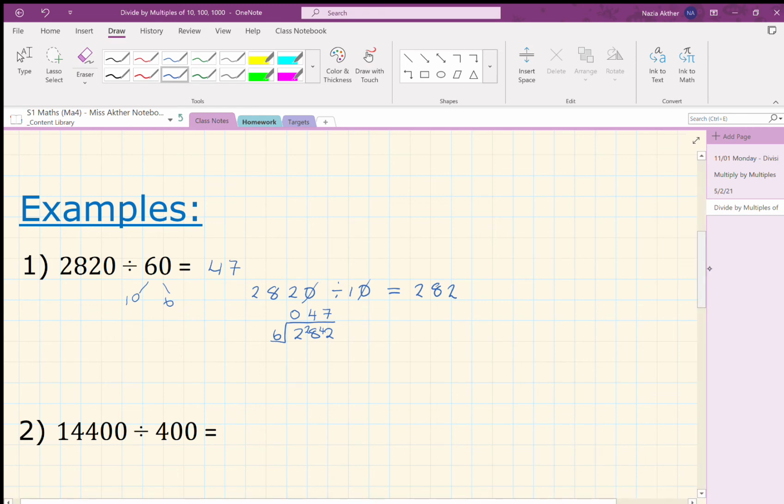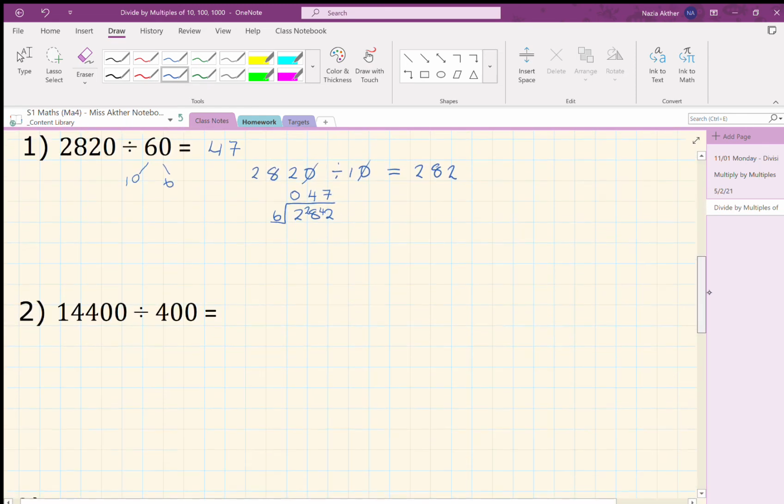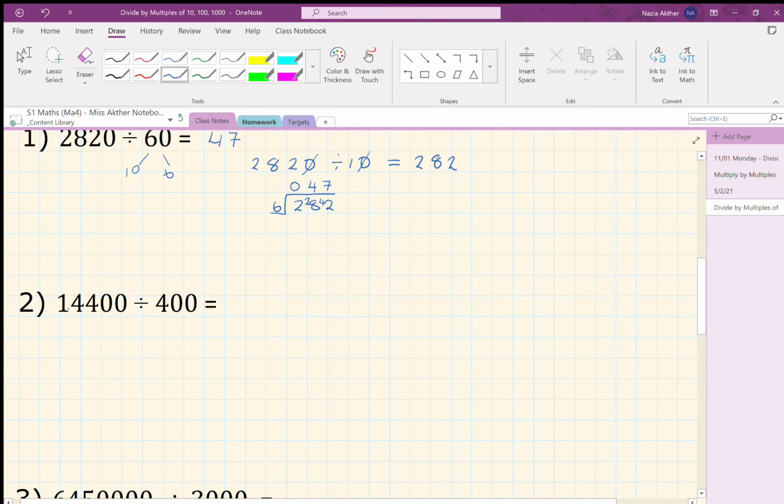Okay, let's have a look at another example. In example 2 here, we've got 14,400 divided by 400. So again, the first thing that we do is we split our divisor. We split the 400 into 4 and 100. We first divide 14,400 by 100.